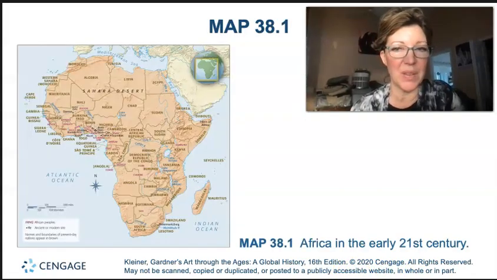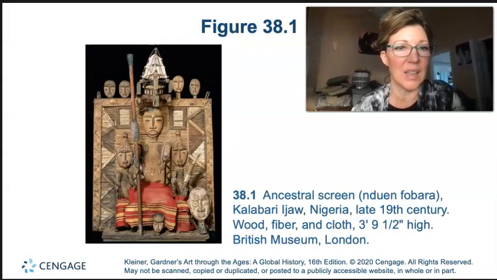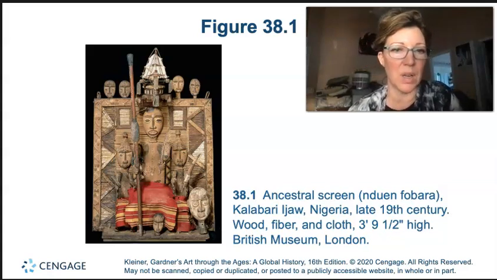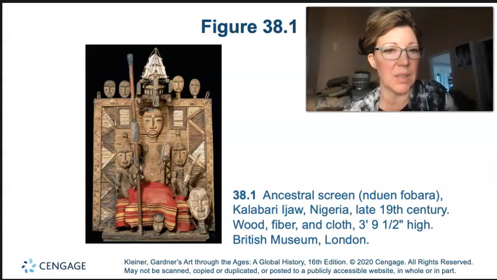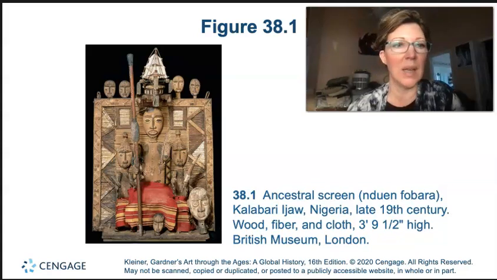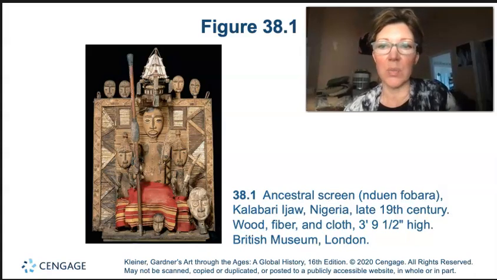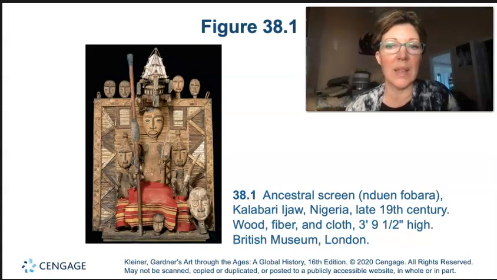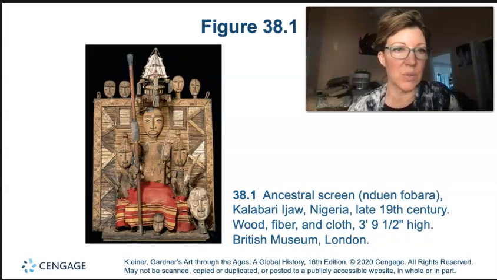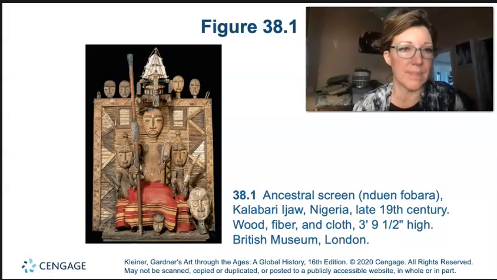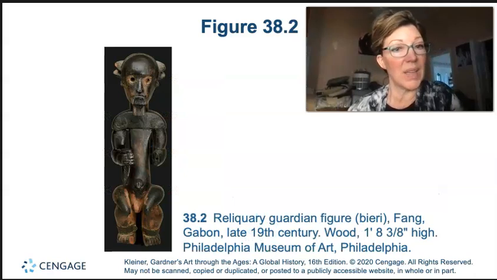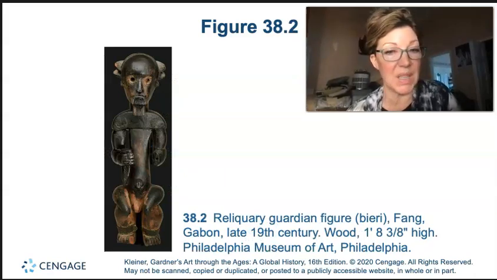Alright, here's a map of Africa. And our first artwork, the Ancestral Screen, Nduen Fobara, Calabari Ijo from Nigeria, late 19th century, so that's the 1800s. The significance of the headdress worn by the central figure in this Calabari ancestral screen is a reference to the deceased chief's successful trading business. Good to know.